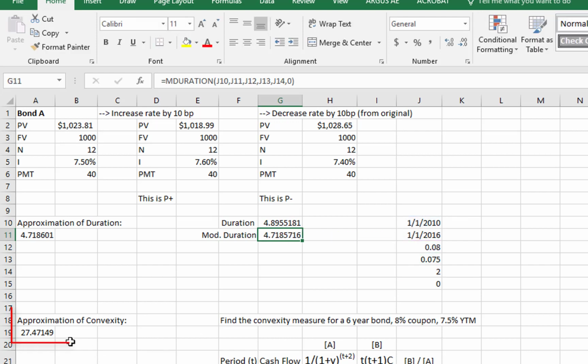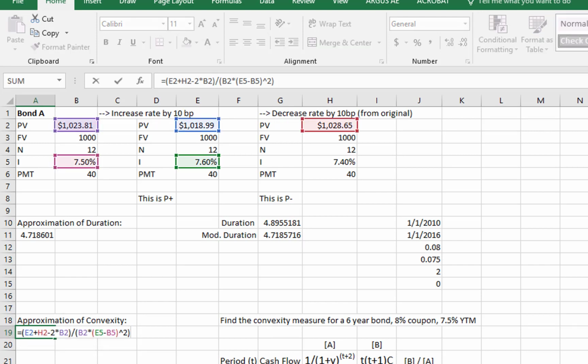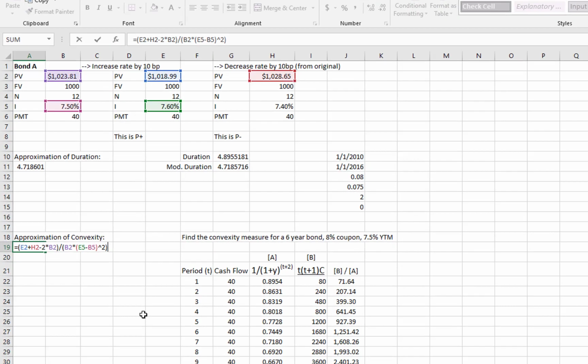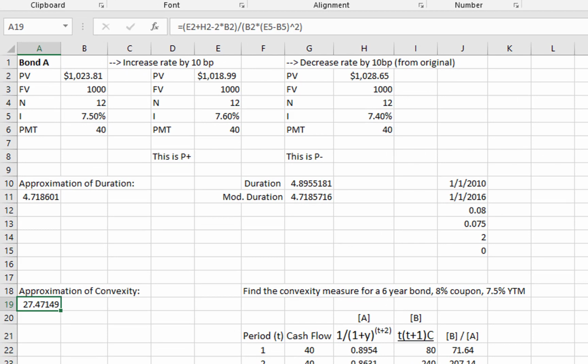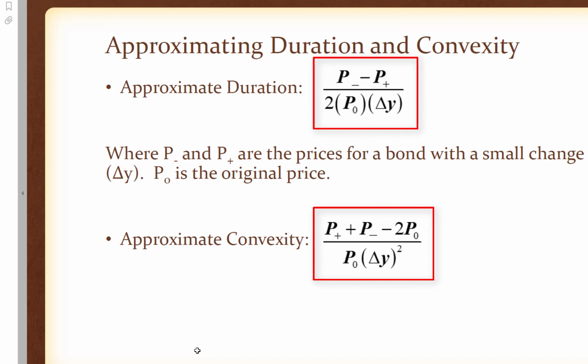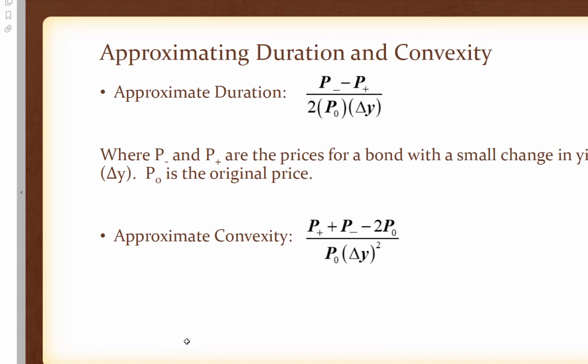Same thing with convexity. If we plug the formula in and put all the pieces and parts where they belong, use the formula that we had here in the PowerPoint, this bottom formula here, plug all the parts in, we get an approximation of convexity of 27.47149. If we calculate it exactly, we get 27.471439. So again, super close. And so for all intents and purposes, we can use that shorthand calculation from the PowerPoint and get very close to duration and convexity.